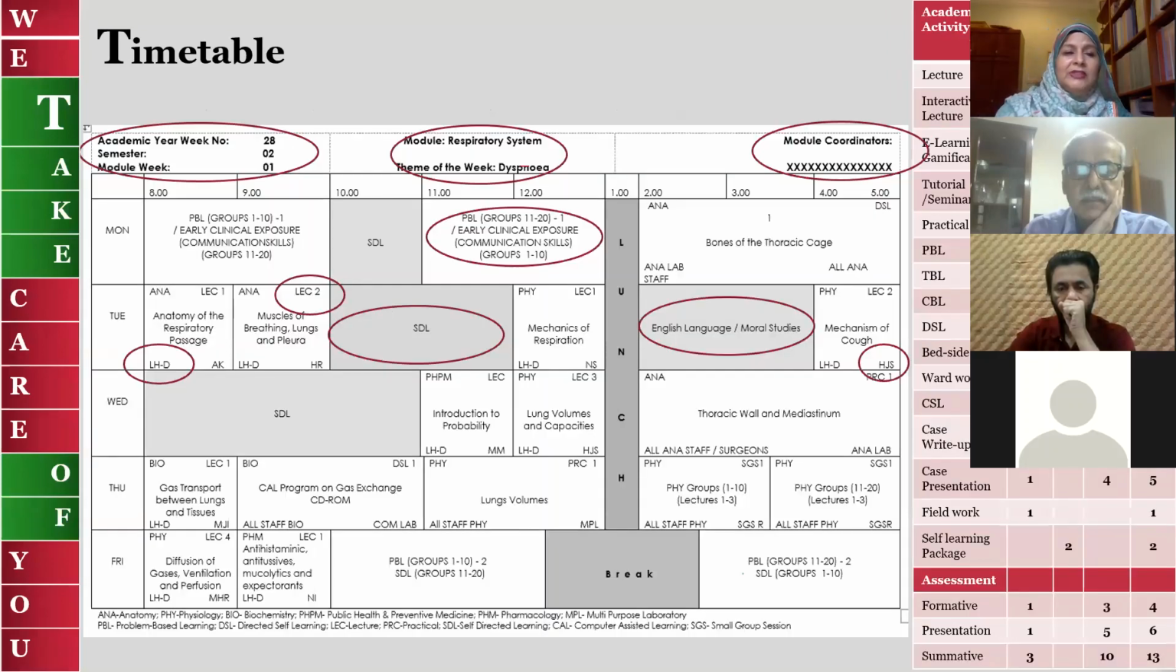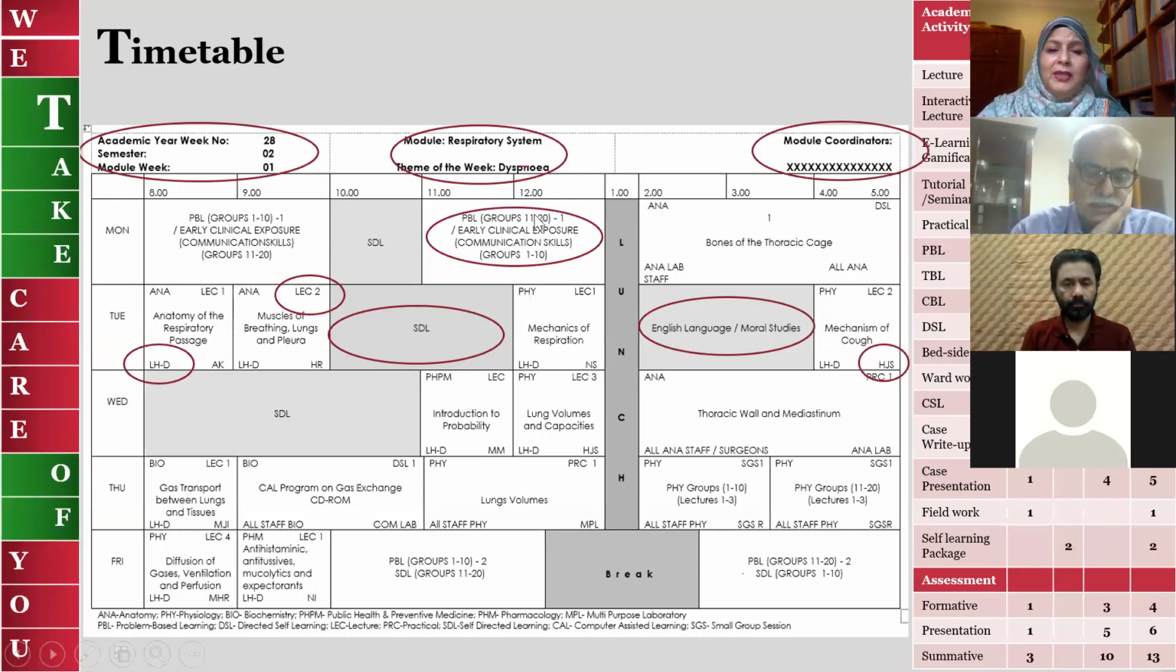This is one example of the timetable in which we are telling the academic year, week number, the semester, the module week, which module, what is the theme of the module. You will see that there are specific SCL slots which are given over there. The module is starting with the PBL.